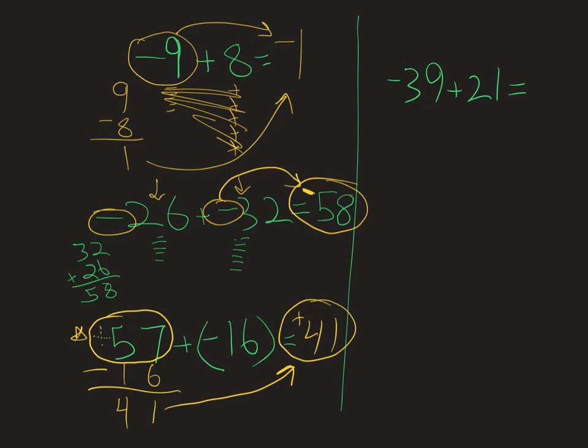And here we go, 39 minus 21. 18. More bad guys. And we're done.